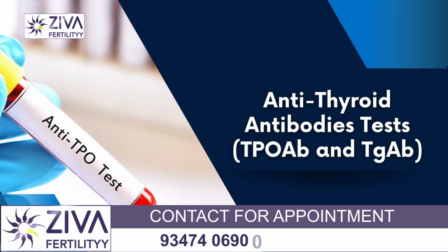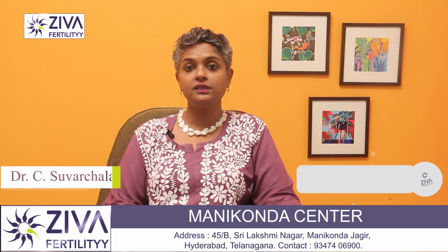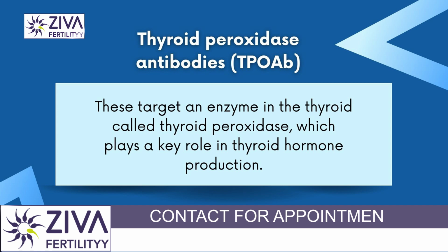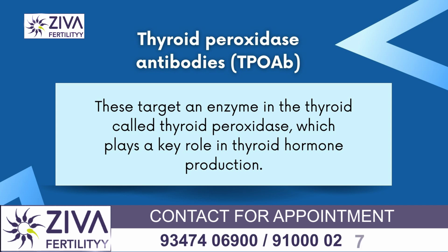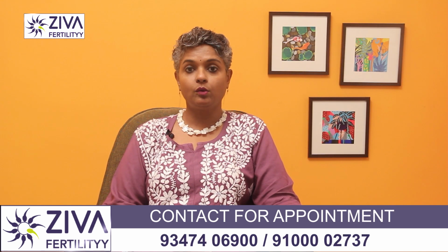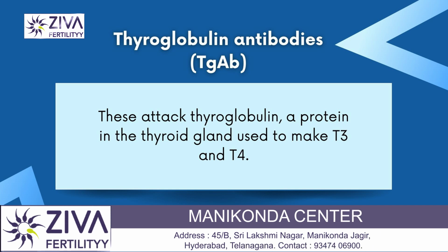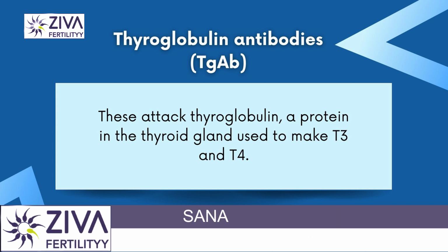Next is the anti-thyroid antibodies test, or TPO-AB and TGAB tests. These tests check for the presence of antibodies that attack the thyroid gland. There are two main types of thyroid antibodies which are tested. Thyroid peroxidase antibodies, called TPOAB. These target an enzyme in the thyroid called thyroid peroxidase, which plays a very important role in thyroid hormone production. Then there are thyroglobulin antibodies, called TGAB. These attack thyroglobulin, which is a protein in the thyroid gland used to make T3 and T4.